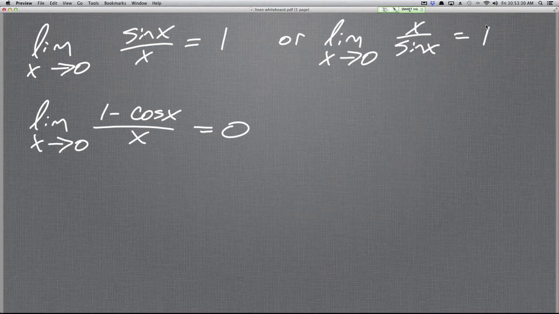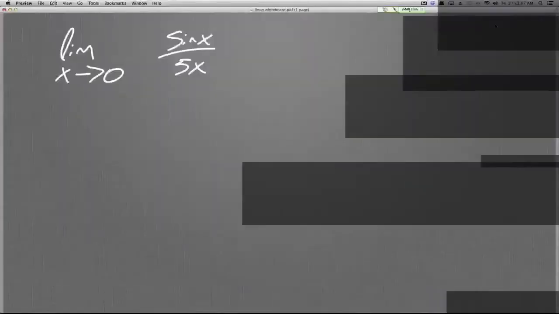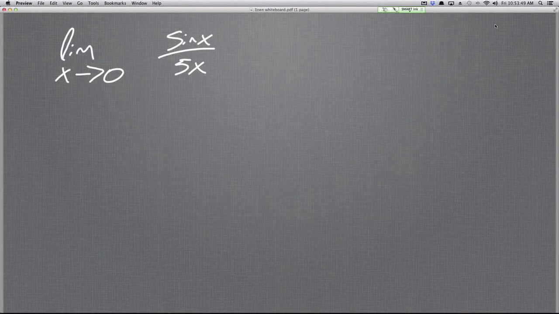All right, now let's do a few examples using those. My first one is the limit as x approaches 0 of sine of x over 5 times x.